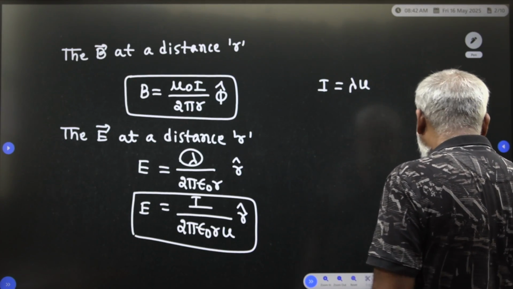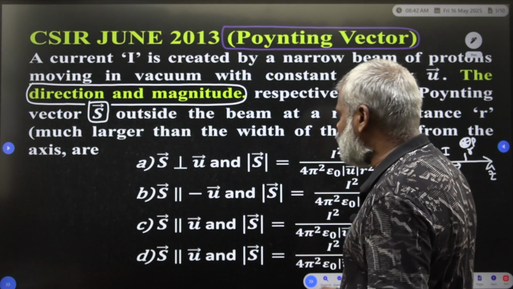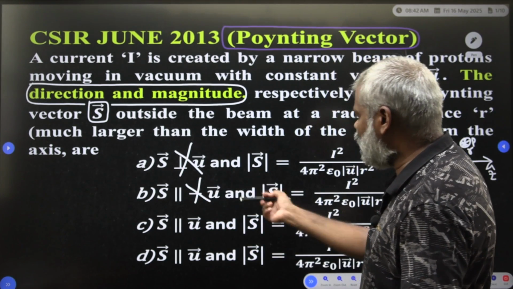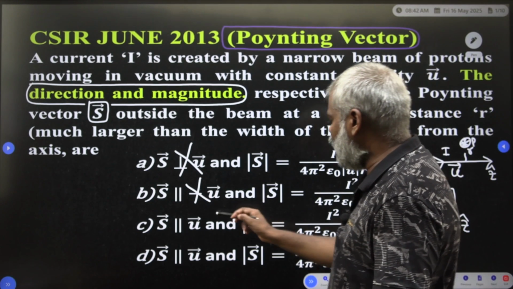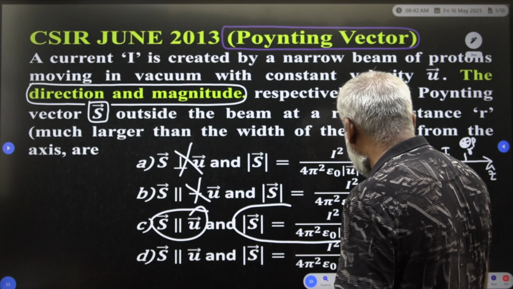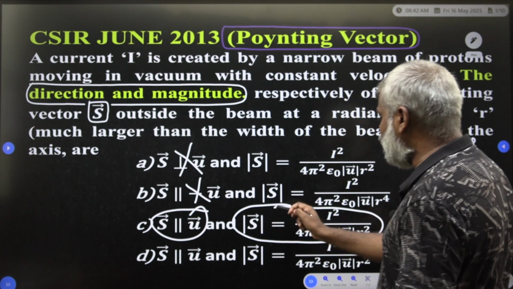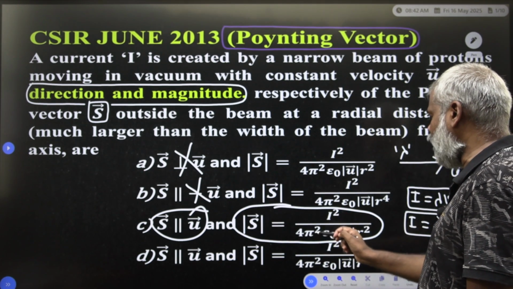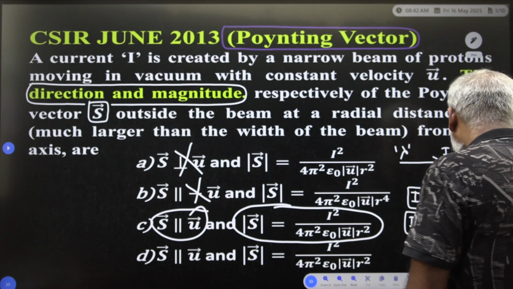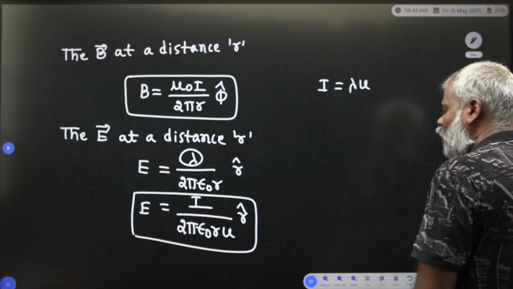Now, you have to check the answers. So, what are your answers? S is perpendicular is not correct. S is anti-parallel is not correct. S is parallel to u, and the modulus of S is what they are giving: the modulus of S is equal to I square by 4 pi square epsilon naught, the modulus of u into r square. So, that is one you have to write.